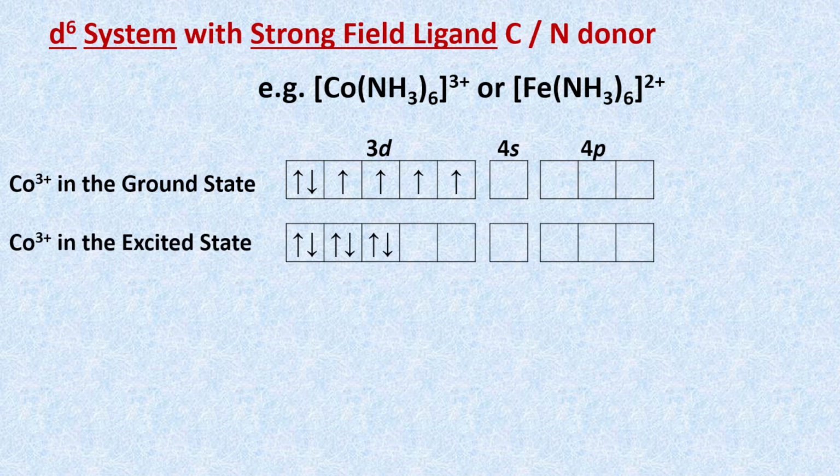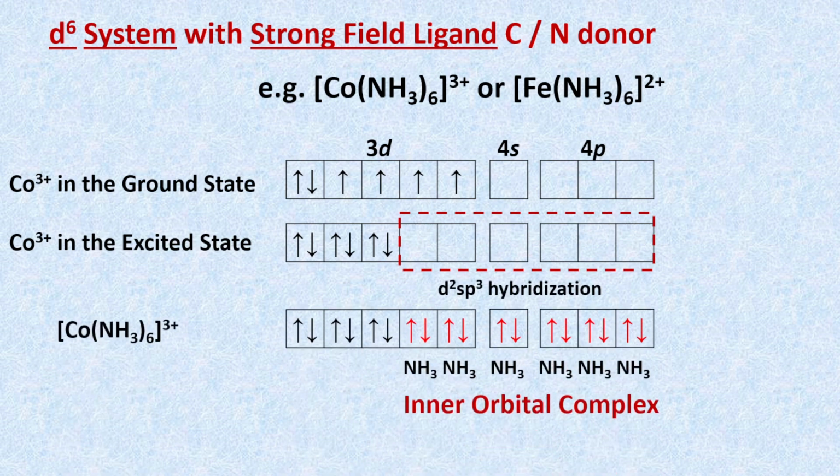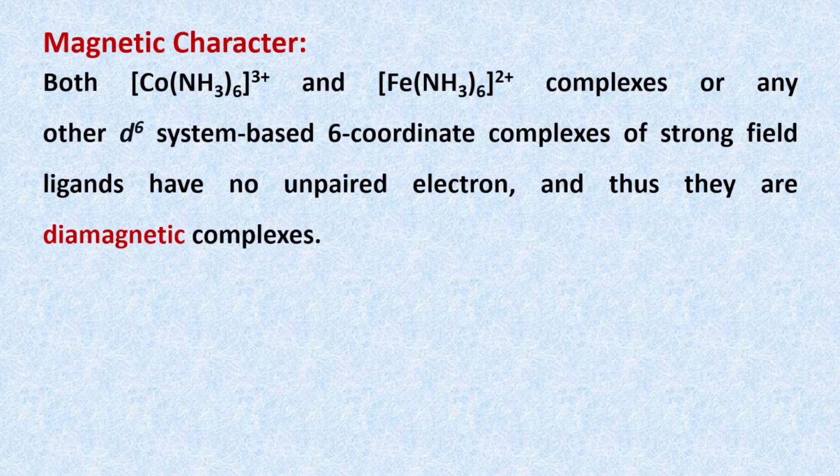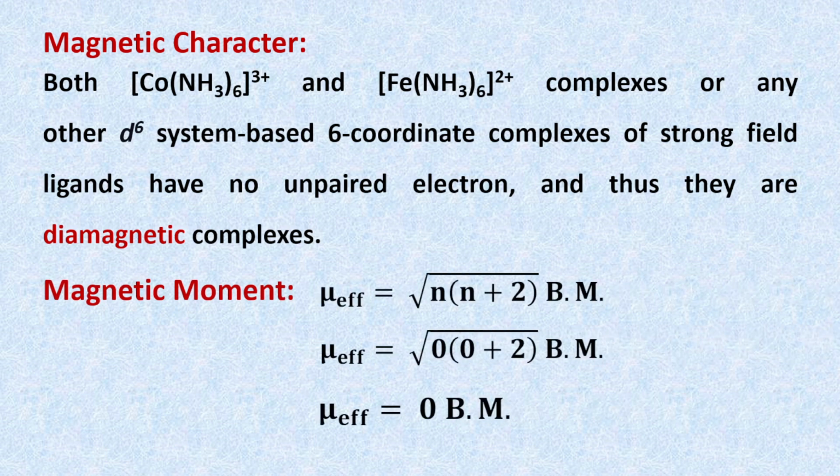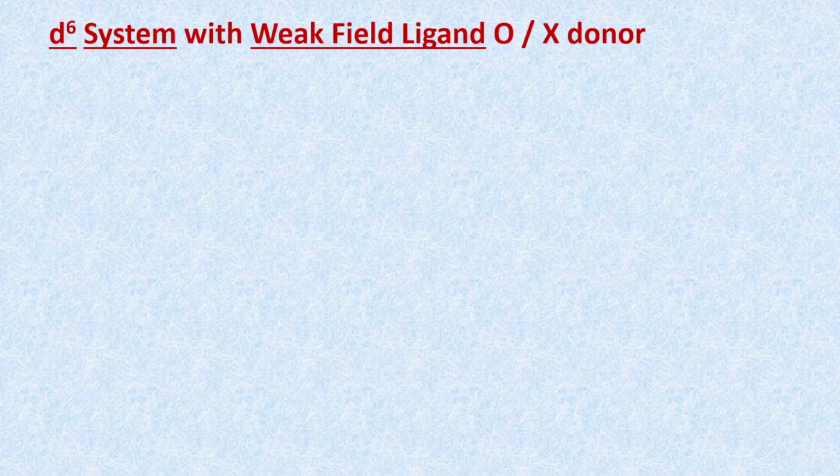Now the 2 vacant 3d orbitals, 1 4s and 3 4p orbitals hybridize to give d2sp3 hybrid orbitals to form an inner orbital complex. Both complexes, or any other d6 system based strong field complex, have no unpaired electrons, so they are diamagnetic with 0 magnetic moment.